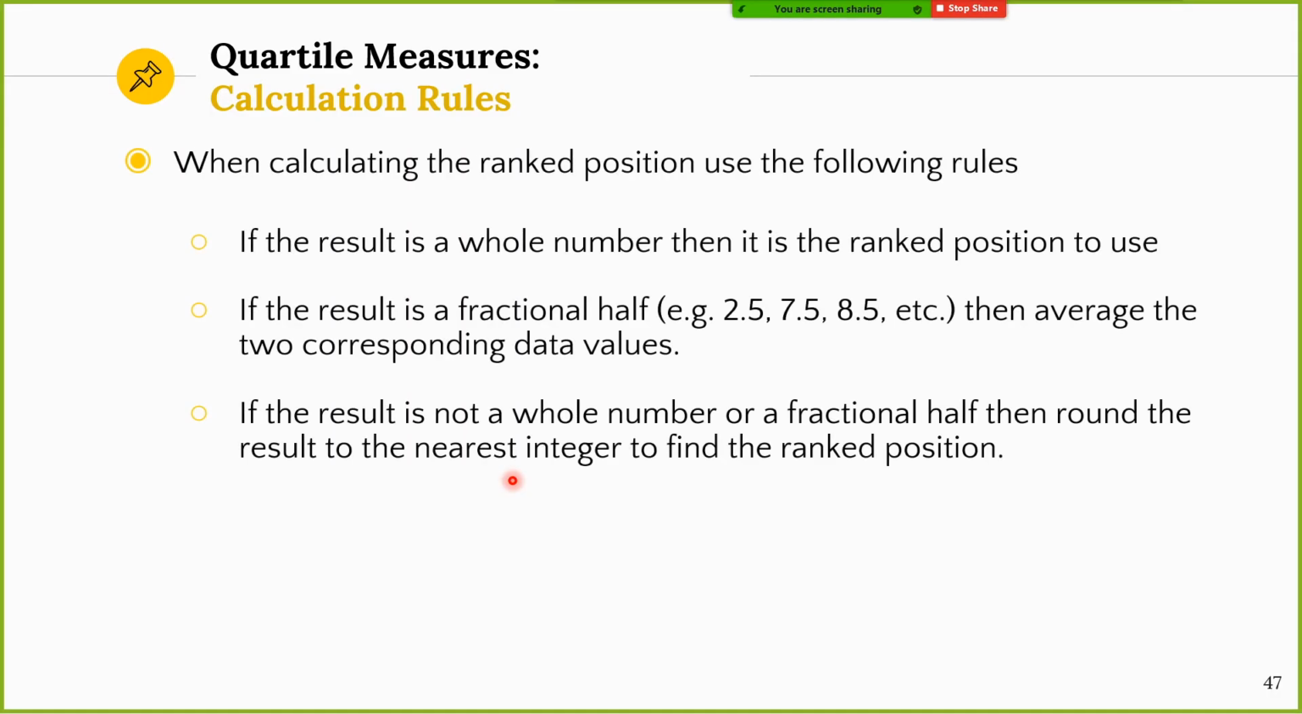So we have rules to calculate this measure. The first thing is we need to make sure it is the rank position. If the result is a fractional half, let's say 1.5, 7.5, and so on, then we average the two corresponding values. If the result is not a whole number or a fractional half, then round the result to the nearest integer to find the rank position.